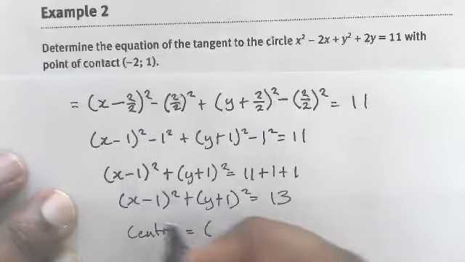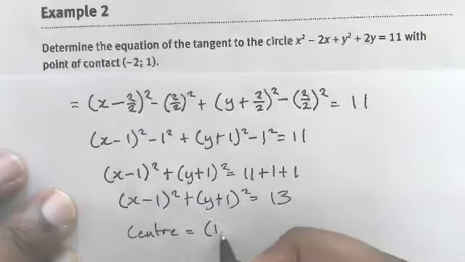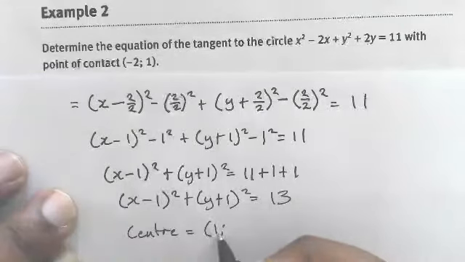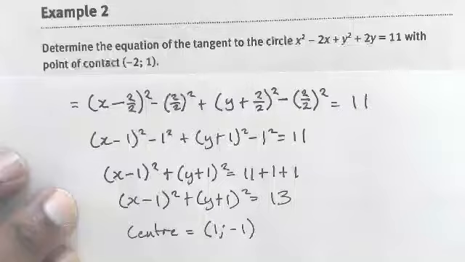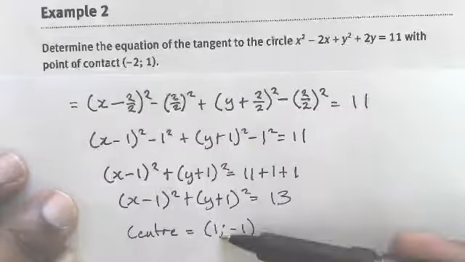So the center is this. Remember, the signs change. So the negative 1 becomes a 1 here, and the 1 becomes a negative 1 there. Okay. Right, so now I have the center and the point of contact. It's now easy to find the equation, right?